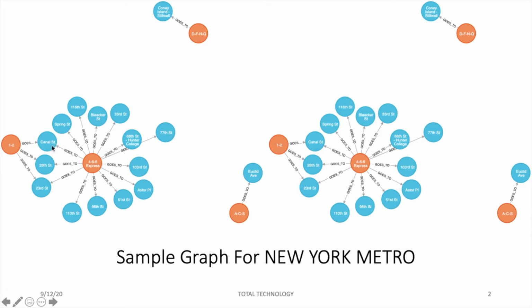For example, Canal Street is connected to the 466 Express and train number 1-2. This one has only one connection, meaning this train only goes here, but this train is going to many different places. For example, this train and this train. Now we'll do some sort of analysis and see what the use cases are.